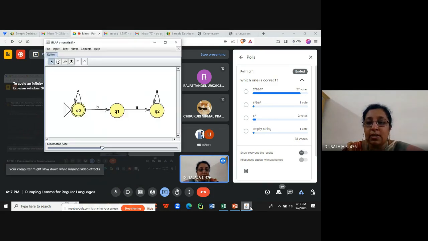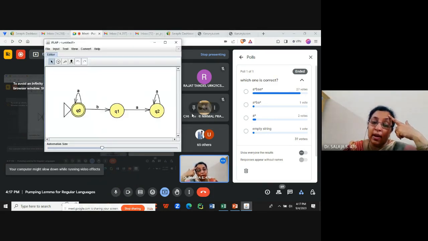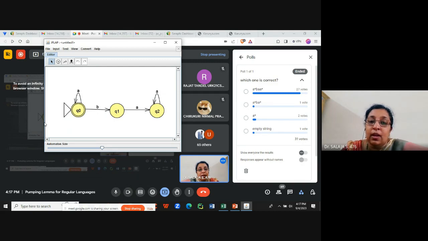Now, the question is which one is correct? As for this diagram, Q naught is the final state. And after which you have Q1 and Q2. Now, if I reach Q1, there is no way I can reach Q naught. And if I reach Q2, there is no way I'll end up in Q naught again. So Q1 and Q2 will act as a trap state for the given diagram. And therefore, the regular expression is a closure.